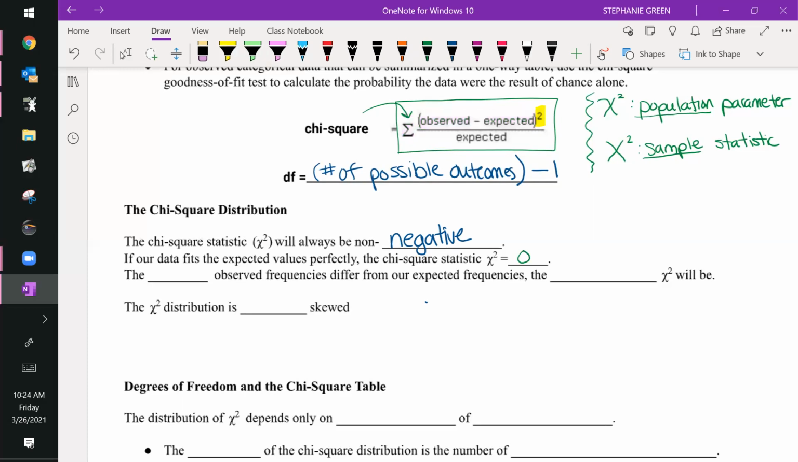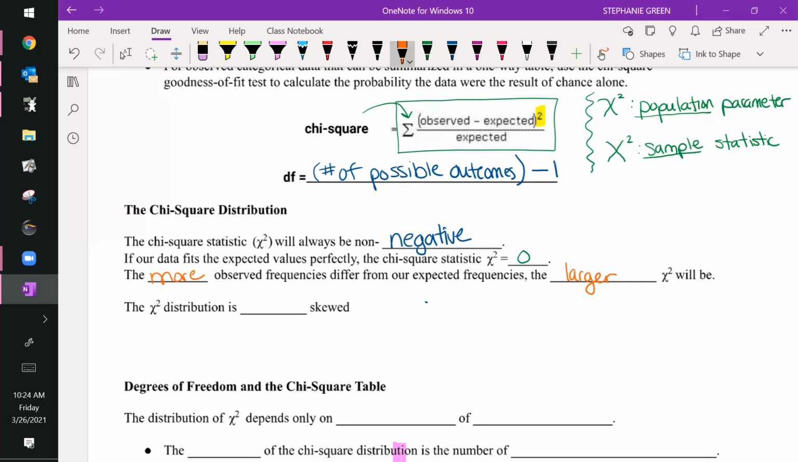That also means that the larger our chi-square statistic is, the more differences there are between our observed and our expected values. So the more different our sample is, the larger our chi-squared is.